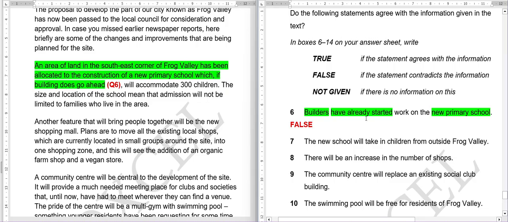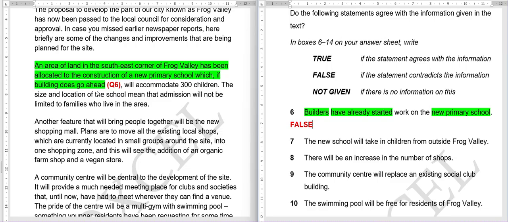So here it is written, the question states the builders have already started the work, meaning to say the building is already under construction. But here they are saying that although they have allocated the site to the construction of a new primary school, if building does go ahead. What does this mean? If building does go ahead, this means if the building is made in the future, they have already decided the site, meaning to say the building work has not started, it's in talks only, like it's on paper, but on ground nothing has been finalized.